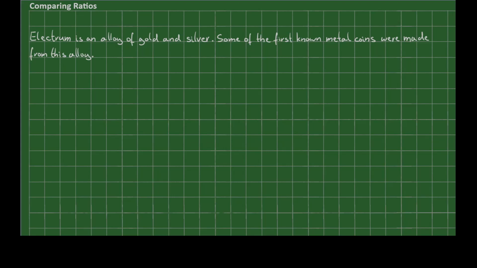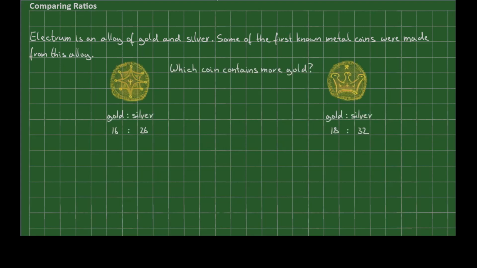Electrum is an alloy of gold and silver, and some of the first known metal coins were made from this alloy. Let's say that I have two of these Electrum coins, and I want to know which one contains more gold. When it comes to the coin on the left, the ratio of gold to silver is given as 16 to 26, while the ratio of the coin on the right is 18 to 32.